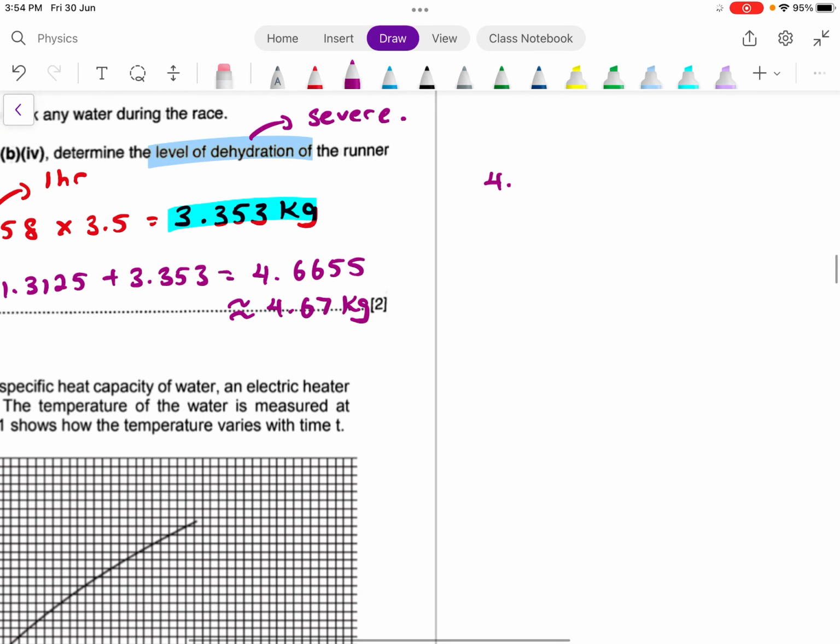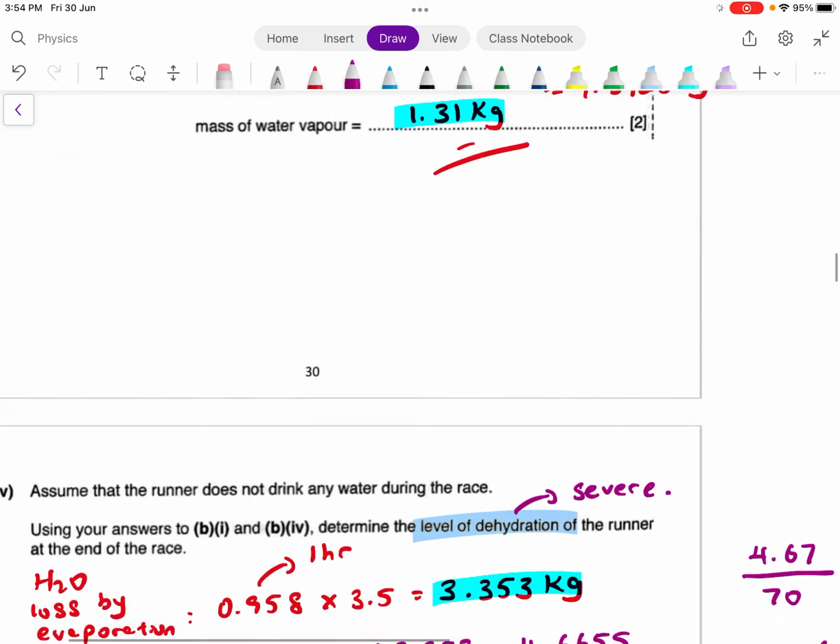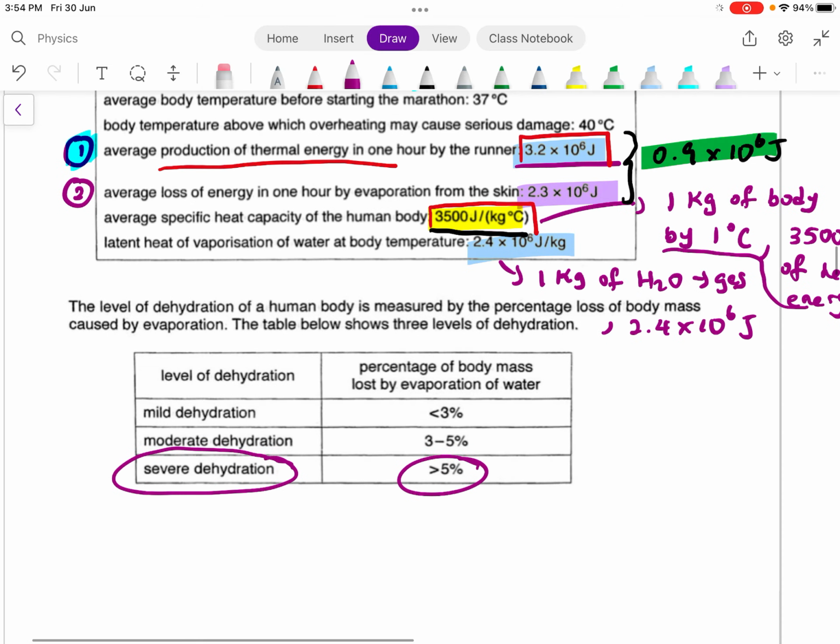Next, you want to determine the percentage loss of water with regard to the human body mass. So let's determine: 4.67 divided by 70 times 100. He lost about 6.67% of his body mass. Let's go back to the table. The level of dehydration is more than 5%, which means he will undergo severe dehydration. So that is how we solve this question.